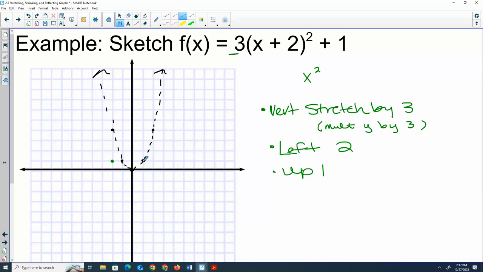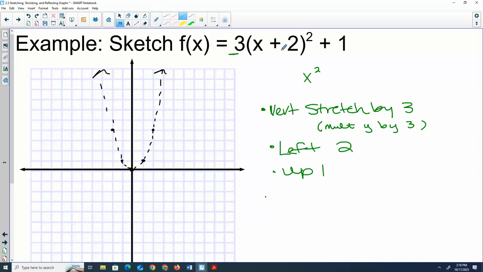Okay, if I take 1, 1, my y value is 1. Times 3 is 3, so now my point becomes 1, 3. And then I take it left 2, up 1. So I took, if I lost you there, let's just do this first.